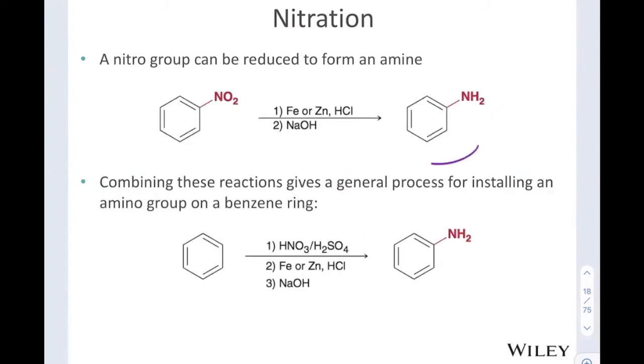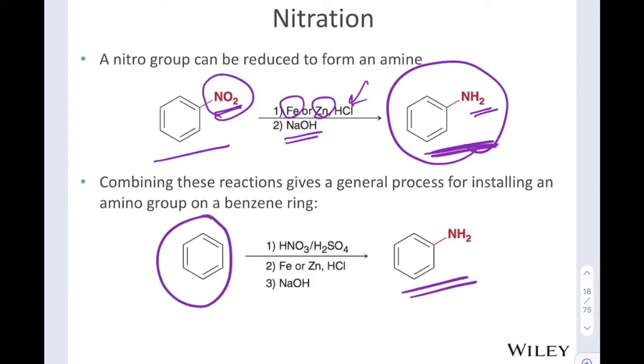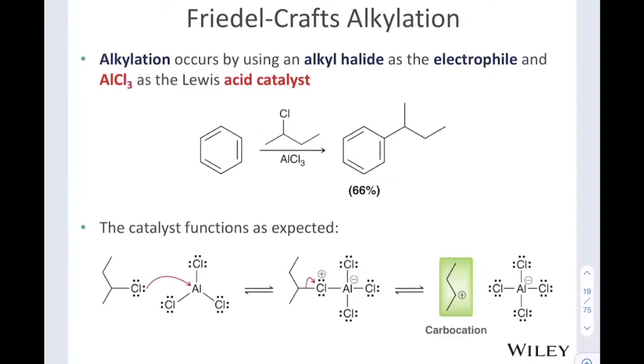Because we have no direct way to make aniline, what we can do is reduce the nitro group. So if our desired product is aniline, we can take that nitrobenzene and react it with either iron or zinc in HCl, followed by treatment with NaOH, and that reduces our nitro group to an amine group, and we have our aniline. So for the purposes of synthesis, if we started with benzene and we wanted to go to aniline, we would need to nitrate first, and then we would have to reduce our nitro group to the amine in this way. Next, we will talk about alkylation.